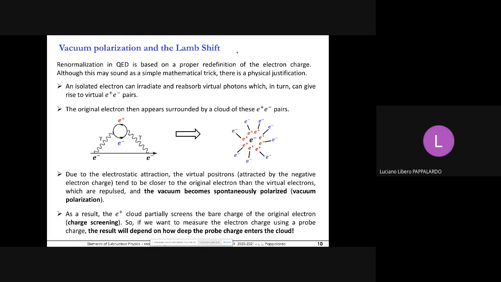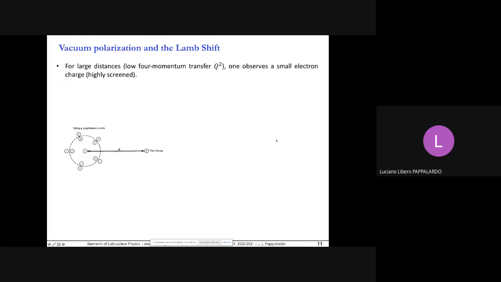Indeed. Okay. So now, let me go again to the problem we have. We have an original electron with its, let's call it, bare charge. Then due to this vacuum polarization effect, the bare charge is somehow screened by this cloud of positrons. So if you want to measure the electric charge of the original electron, the results will depend on how much your probe can get inside this cloud. And so let me show this in this slide. Let me clarify this now.